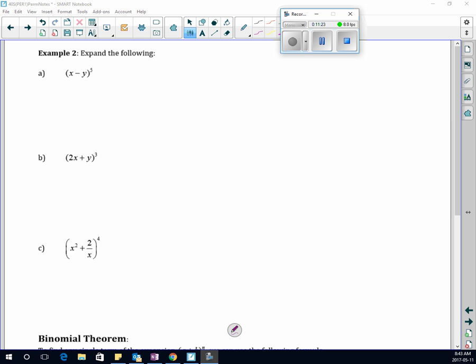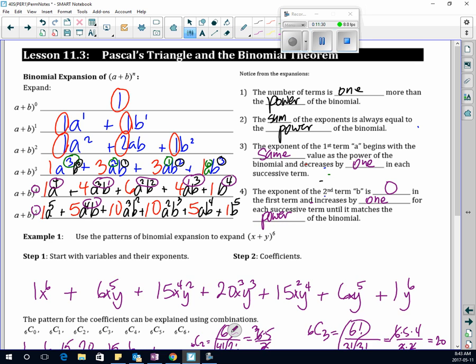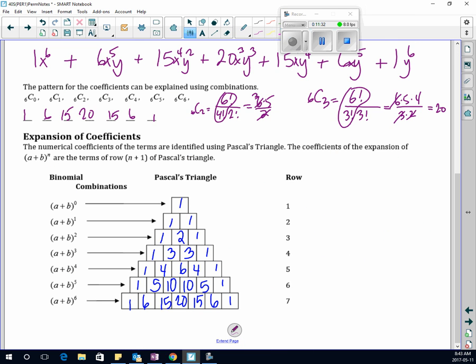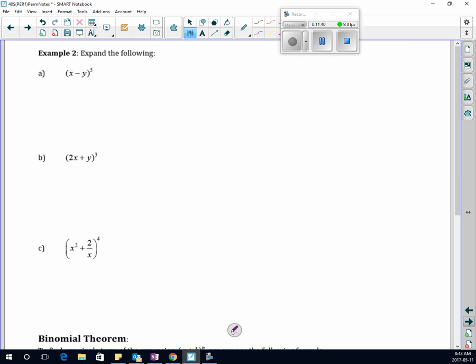Okay, so something to the power of 5 would be which row in your triangle? It would be the 6th row. It's the one that has 6 terms in it: 1, 5, 10, 10, 5, 1. Does everybody see that? So 1, 5, 10, 10, 5, 1.